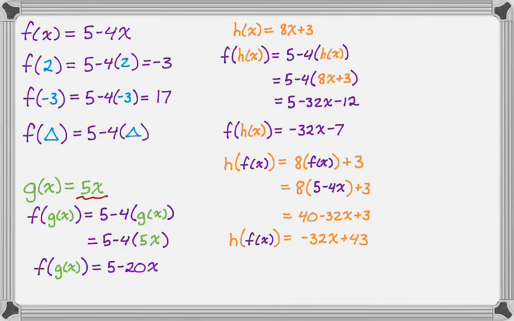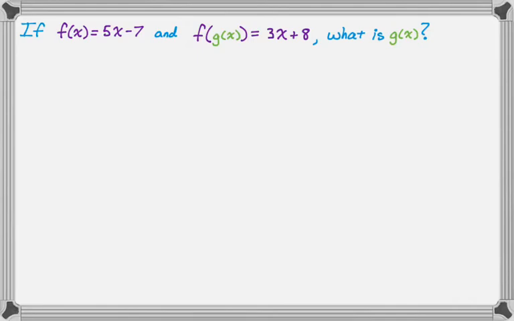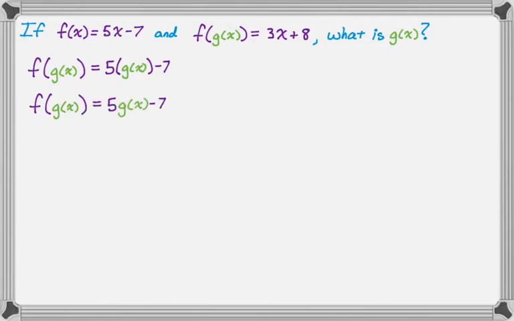Let's look at one interesting question that I've seen on practice SAT things. So if f of x is 5x minus 7 and f of g of x is 3x plus 8, this question is asking us what is g of x. It turns out we can answer this by doing exactly what we've been doing. First I'm going to find f of g of x. That's going to be 5 times whatever g of x is, and then minus 7. I don't really like those parentheses, so I'm going to rewrite that as 5g of x, and then minus 7.